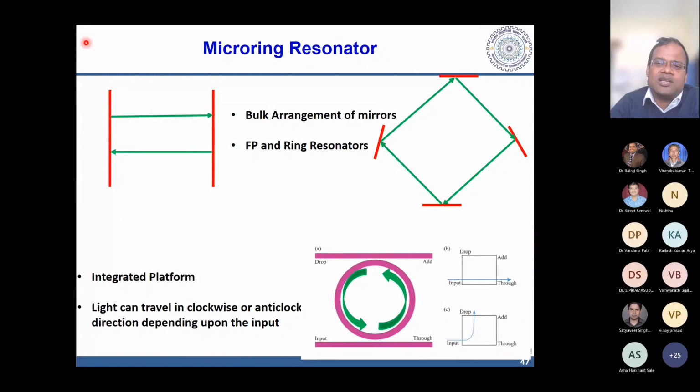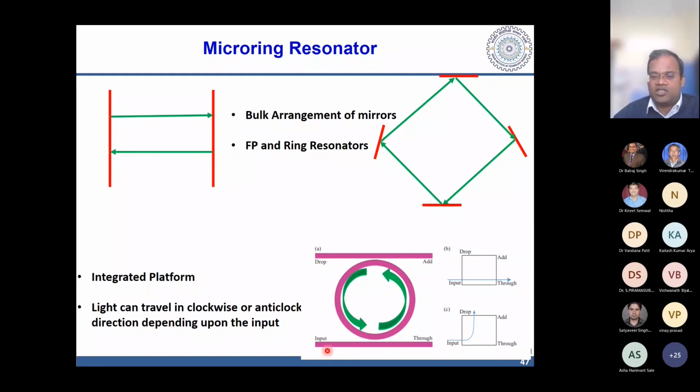So normally if you have two mirrors, okay, the light is there, it bounces forth and back, and if you have a certain length, okay, such that the round trip phase shift is basically 0, then you can have a resonator, which is popularly known as Fabry-Perot resonator. What if you can adjust these mirrors such that the light travels in a ring form? Okay, so then it becomes a ring resonator. So this is a bulk arrangement. For the integrated platform, we just make a ring in silicon, we put the access waveguides here and here.